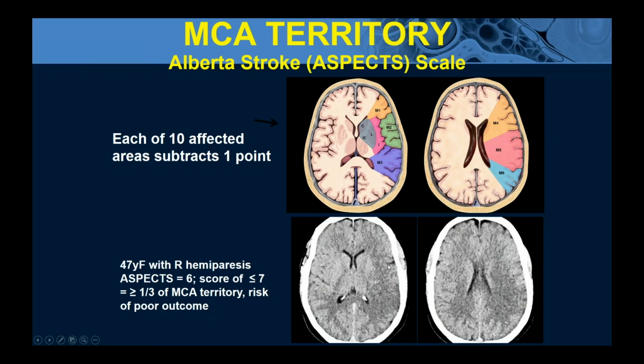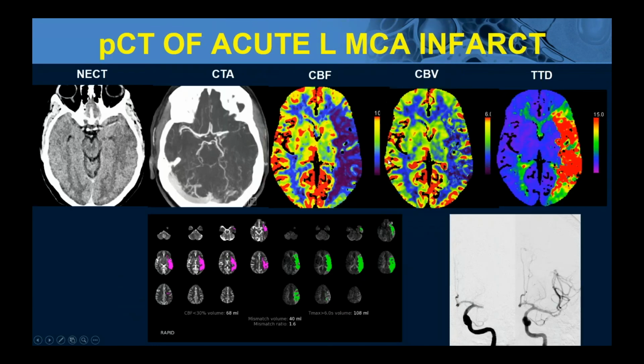And I know that your textbook says you don't see much in the first 24 hours, and that's really not true. If you look very carefully, you can begin to see all of these areas of hypodensity, and then we give them a stroke score depending on how big that middle cerebral artery occlusion is. And then finally, we'll do a perfusion CT scan.